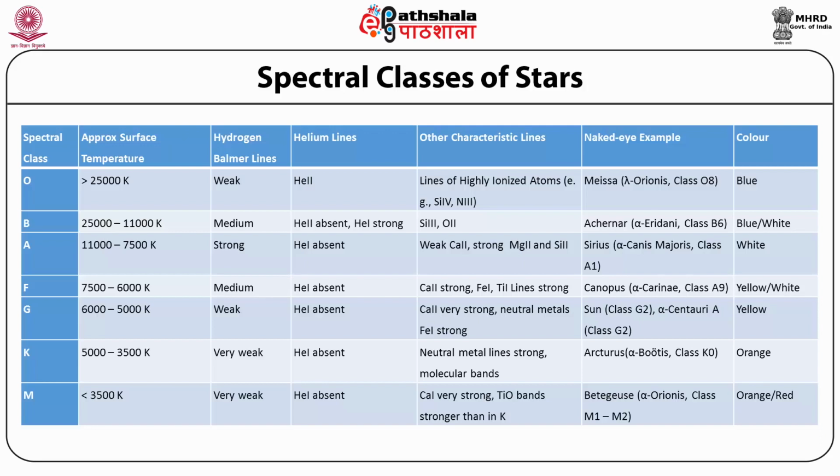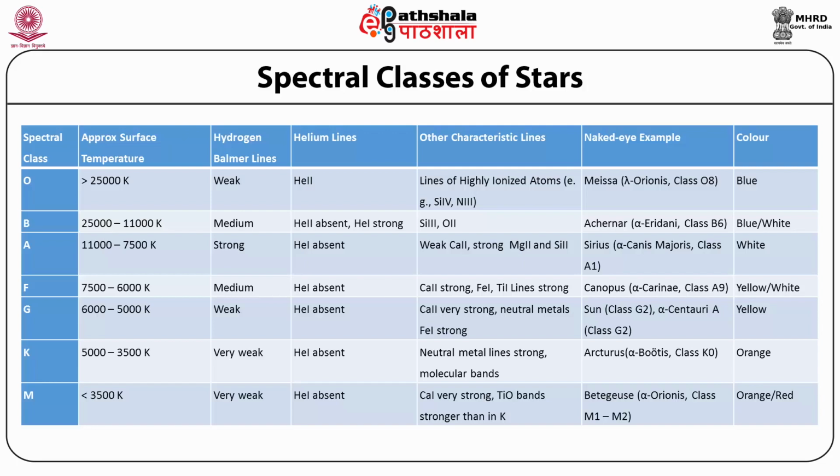The next class is G, having a temperature range from 6000 to 5000 Kelvin. Weak hydrogen Balmer lines are there, and the He1 lines are absent. Other characteristic lines are Ca2, which are very strong. Neutral metals like Fe1 are also strong. The naked eye examples are the Sun, class G2, and Alpha Centauri A, class G2, and the color is yellow.